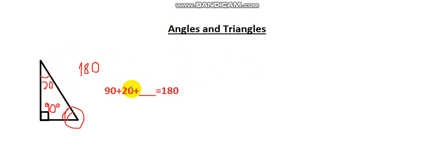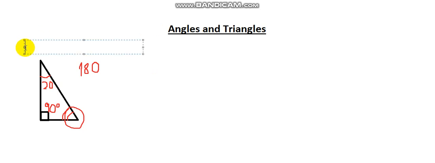Well, 90 and 20 makes 110. 110 plus what makes 180? 110 plus 70 makes 180. So this angle would have to be 70. And that's how I find angles in all sorts of triangles. After the right triangle, let's write that down actually so that we can remember that.